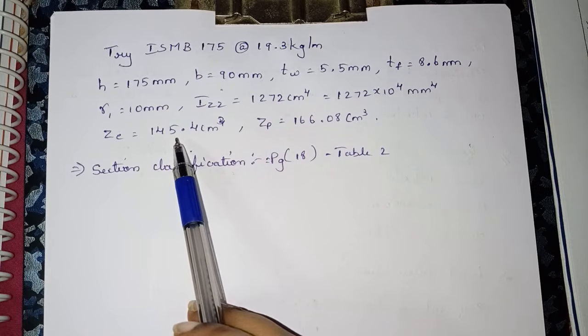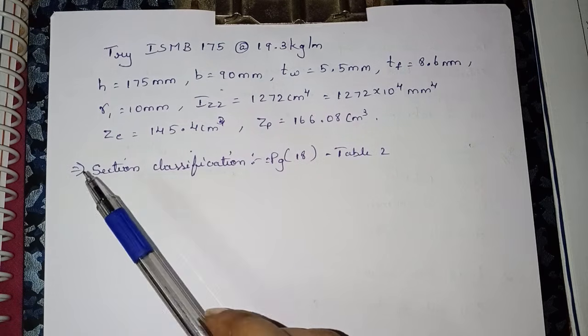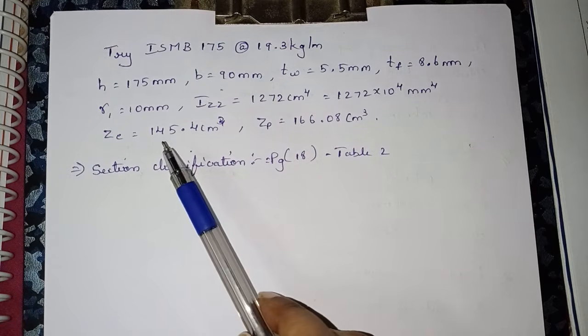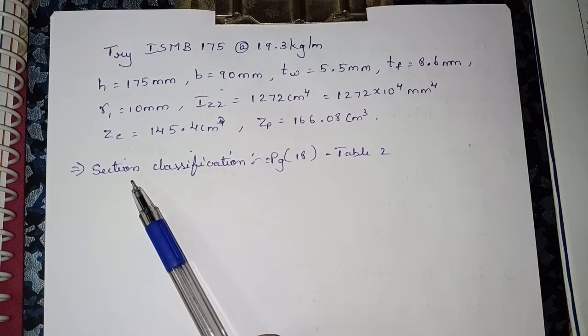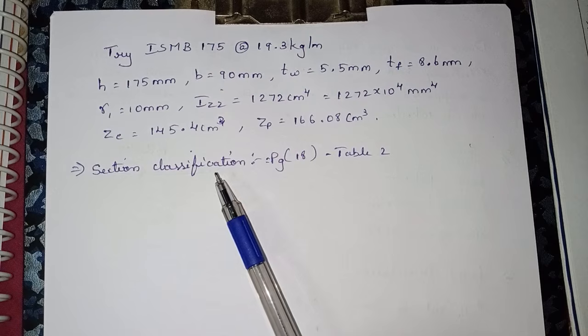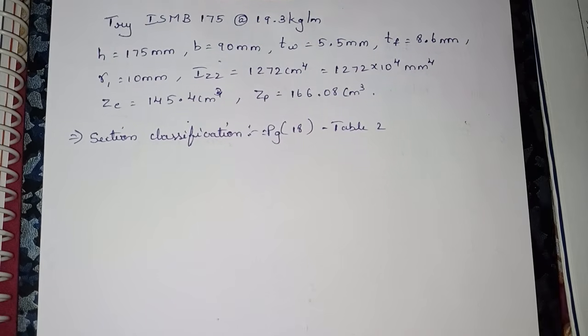Usually you choose with respect to the area, but now you are choosing with respect to the Z values. Fine. Now the next step is section classification. You have majorly three types of sections: plastic, compact, and semi-compact sections. With respect to that, you have to decide which section you are designing for.